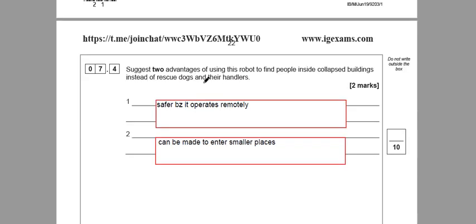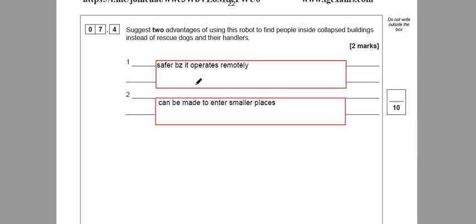Suggest two advantages of using this robot to find people inside a collapsed building instead of rescue dogs and their handlers. They are safer because it operates remotely, so there is no need for handlers to be near the collapsed building, or something might fall after a period of time from the earthquake. And it can be made to enter smaller spaces by minimizing the size of the robot.